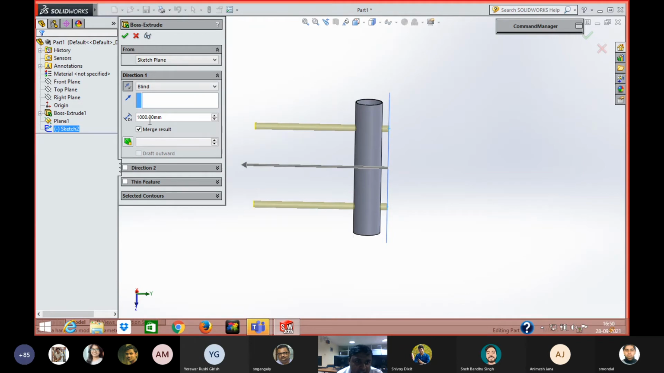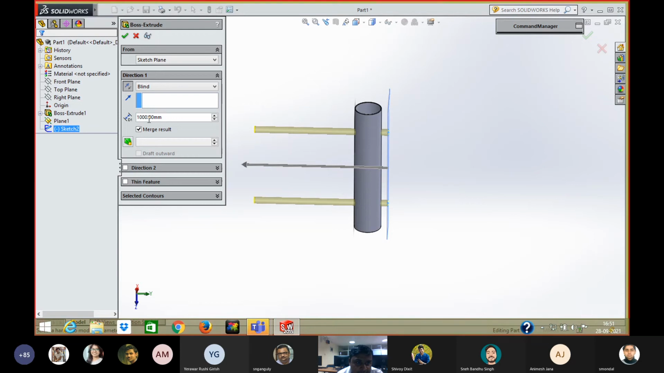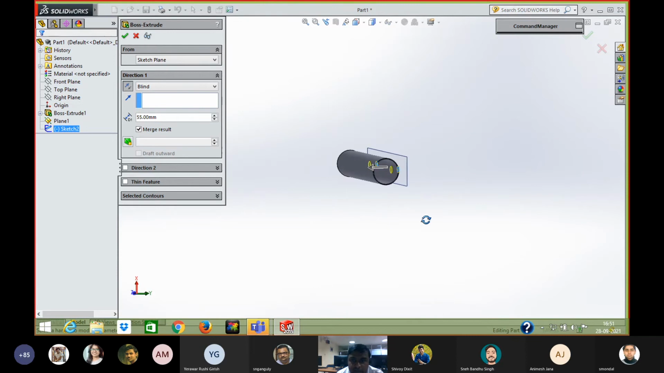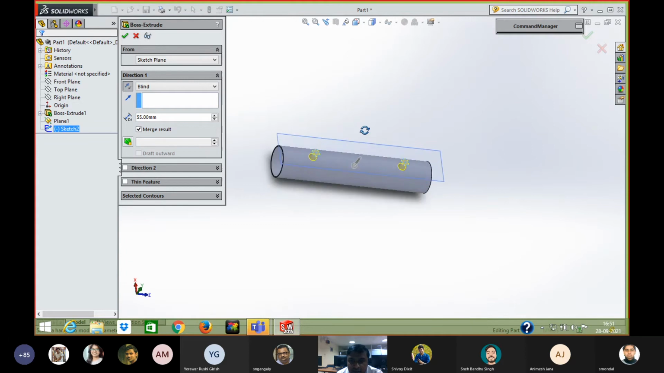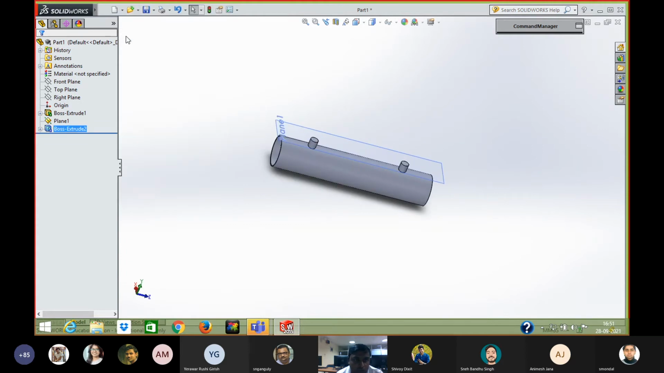Now it is 1000 mm. So this is 50 mm apart, we can take as a 50 and 5, we can take as a 55 mm. Let's see. See, this is just the inner portion of the cells. Okay.